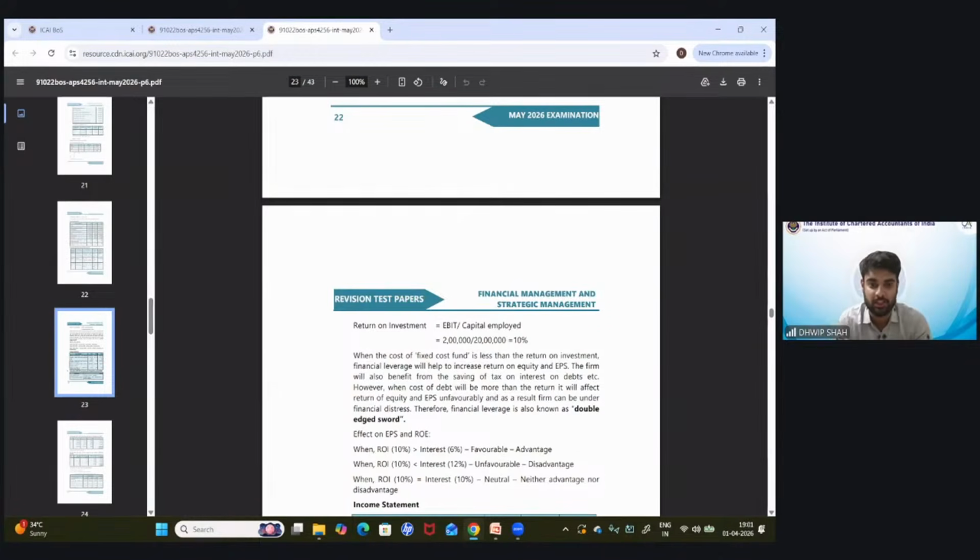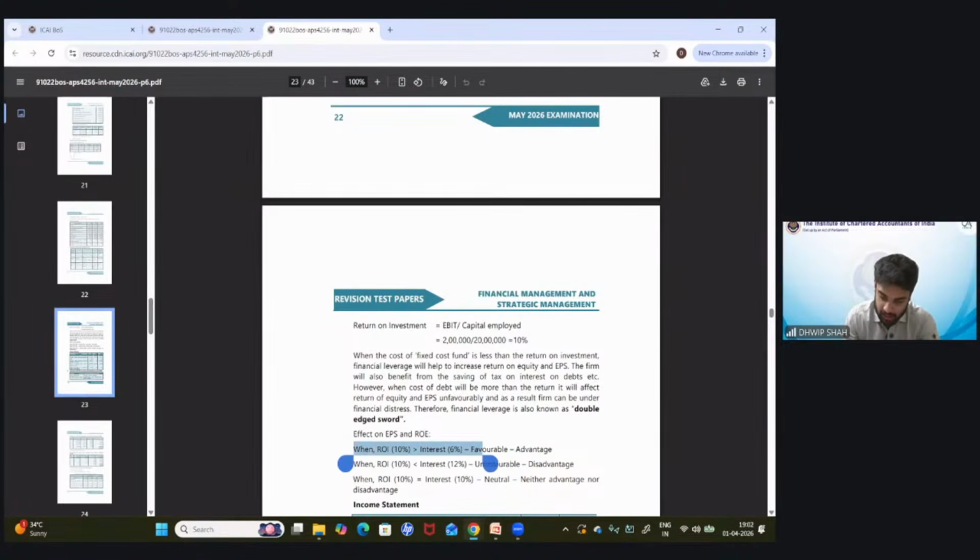Financial distress. Distress means equity shareholders को नींद नहीं आएगी कि यार हमारा तो नेगेटिव जा रहा है रिटर्न, सारे पैसे हम जितना कमा रहे हैं उससे ज्यादा तो हम डेट होल्डर्स को दे रहे हैं. नींद नहीं आएगी. They would be in distress mentally as well as financially. Are you following? So that's why financial leverage is also known as double-edged sword.